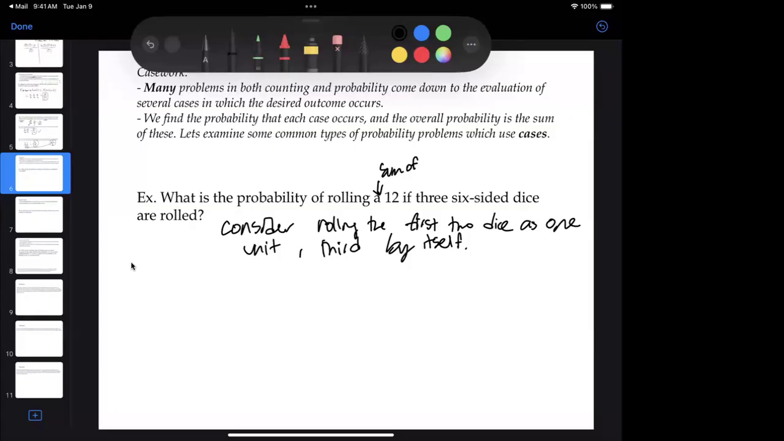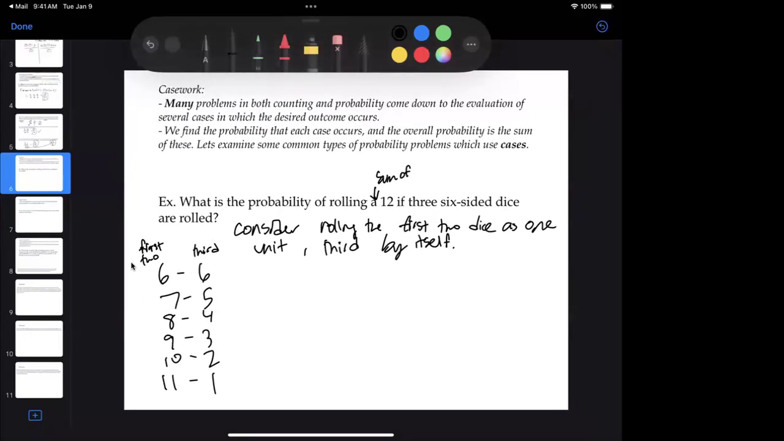So we can have 6, 6 on the first 2 and then the third. We have 6, 6, 7, 5, 8, 4, 9, 3, 10, 2, and then 11, 1, right? Because the first 2 dice can add up to 11, and the third one can only go from 6 to 1. All right, so the probability of, okay, so if we were to get 6 on the first one, there's 5. Okay, wait, how do I?